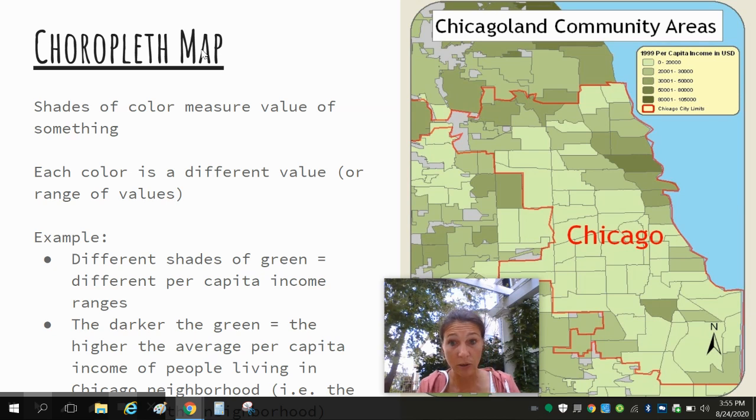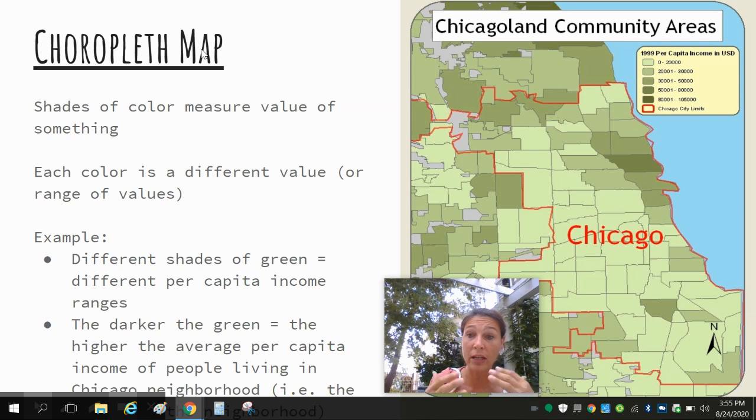So a choropleth map can be read like this. Every shade of the color indicates value. Typically, and it doesn't always have to be the same color, I think shade is probably more important when you're looking at a choropleth map. The darker the shade, the higher the value. So in this particular case, the darkest green on the map indicates the wealthiest areas.